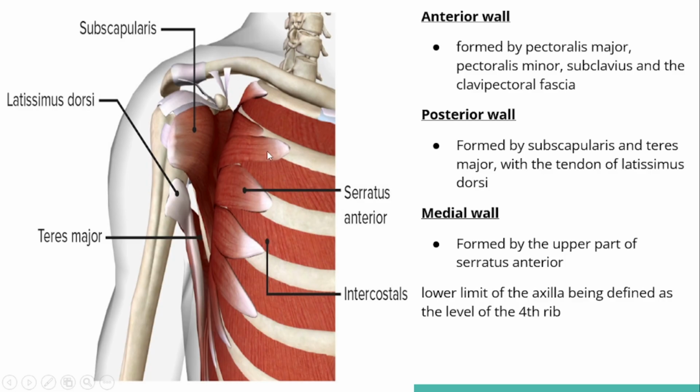Anterior wall is formed by pectoralis major, pectoralis minor, subclavius, and the clavipectoral fascia. The posterior wall is formed by the subscapularis, teres major, and the tendon of latissimus dorsi. The medial wall is formed by the upper part of the serratus anterior, and the lower limit of the axilla is defined as the level of the fourth rib.